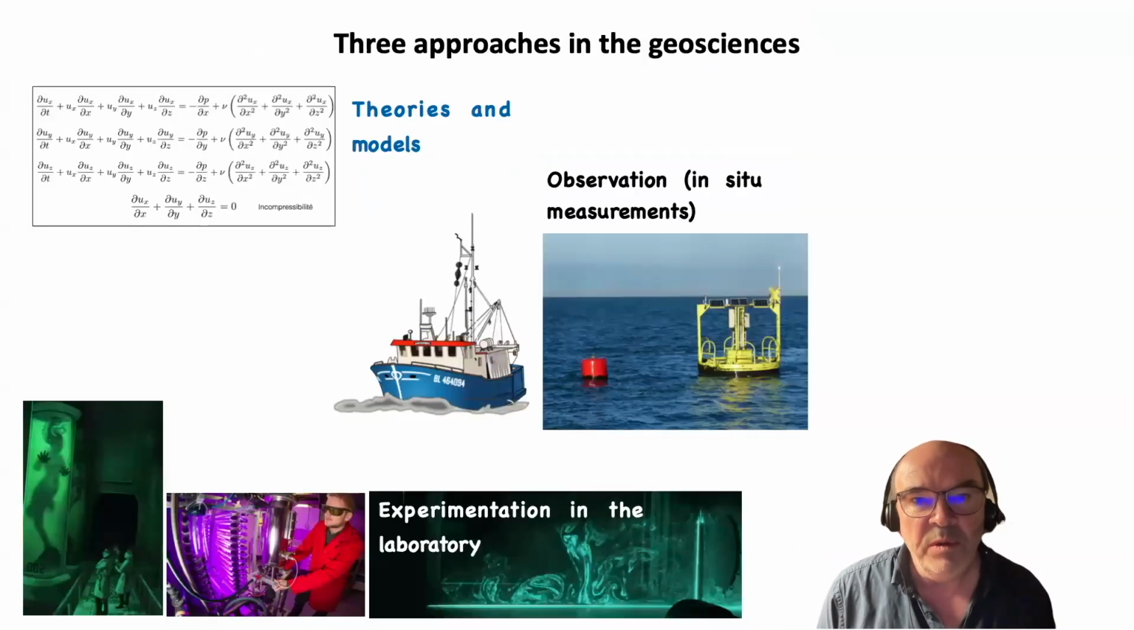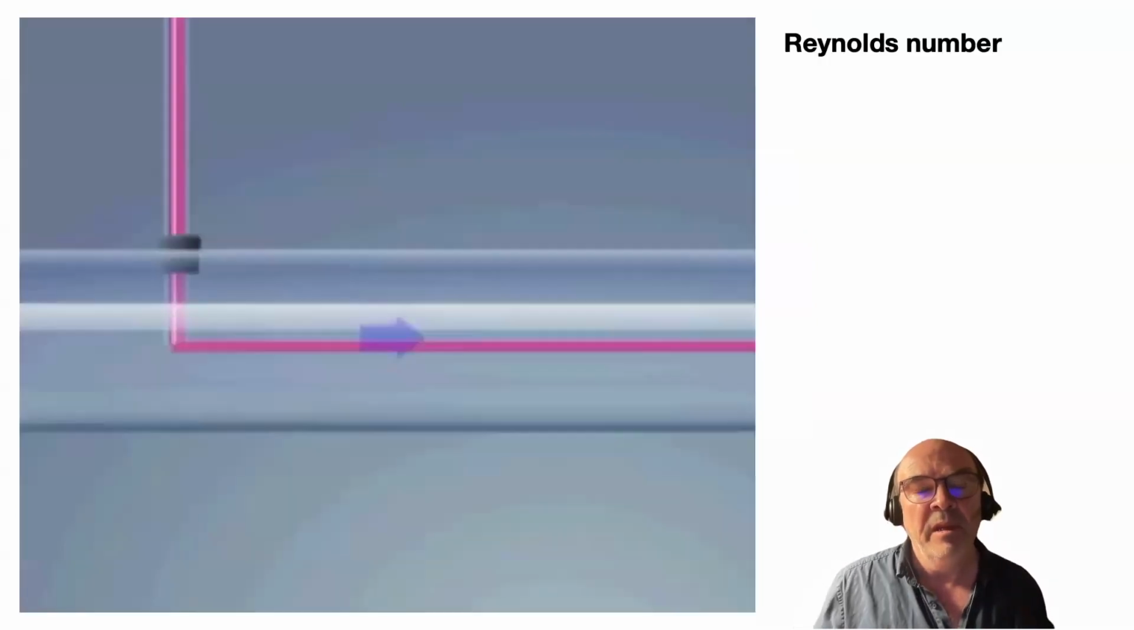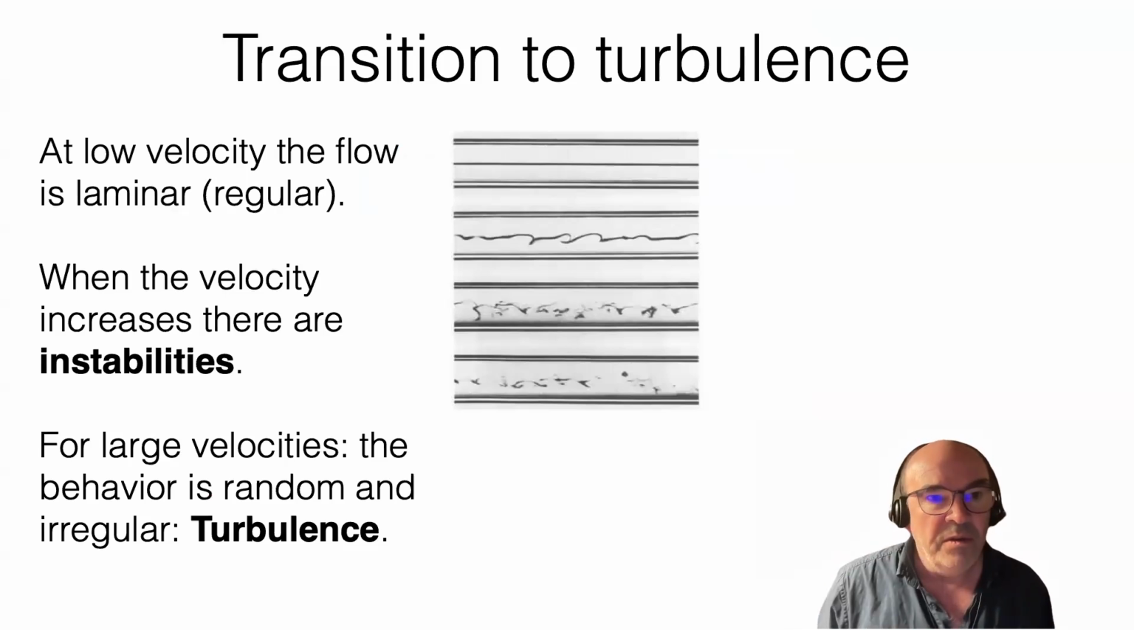So in fact, we have 3 approaches in geosciences. We have observation, experimentation in the laboratory, and we also have theories and models. And here I'm speaking about the models in oceanography. So first, the Reynolds number.